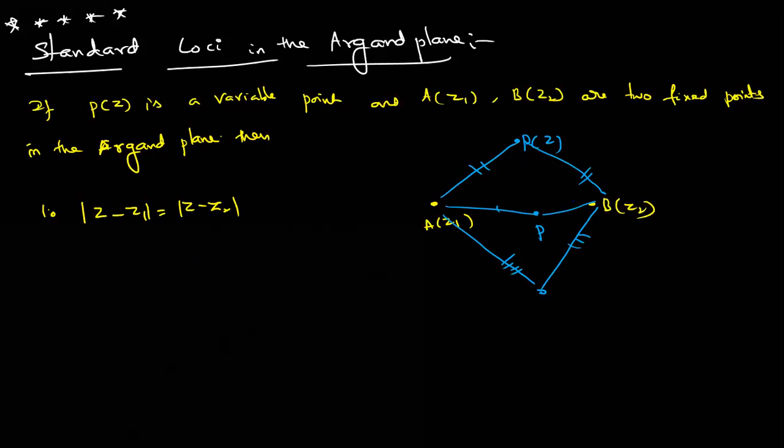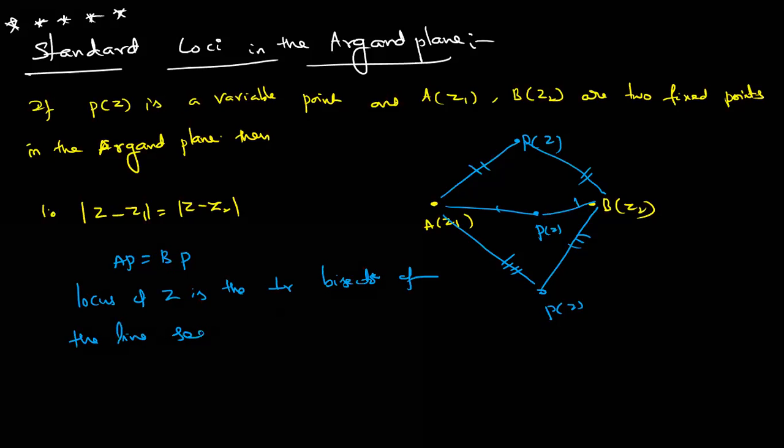So what are you observing? That means here AP is equal to BP, so what is the locus of Z? It is the perpendicular bisector of the line segment joining Z1 and Z2.